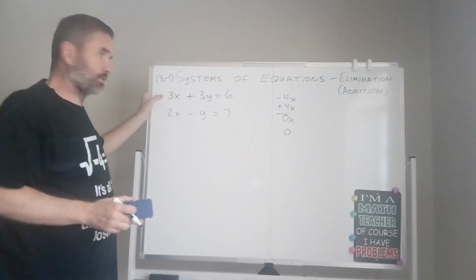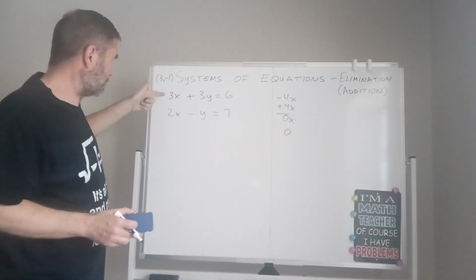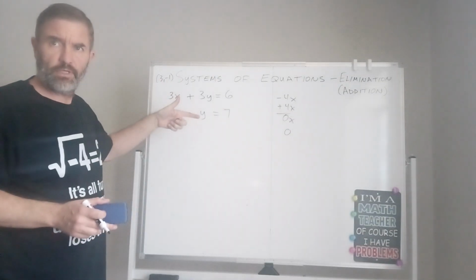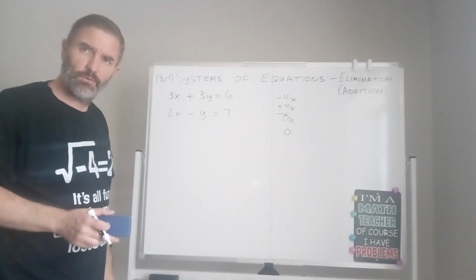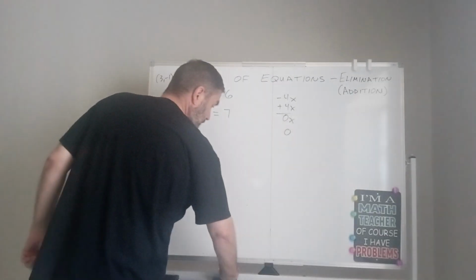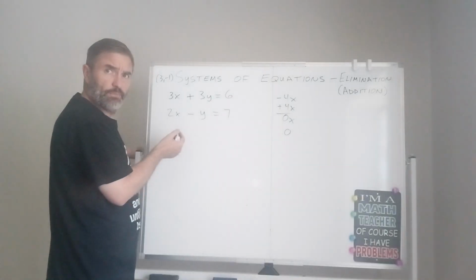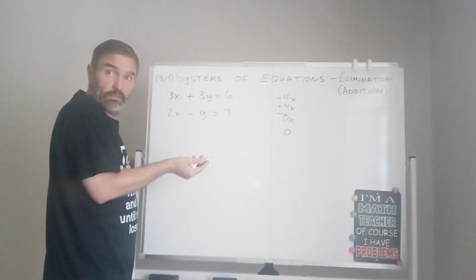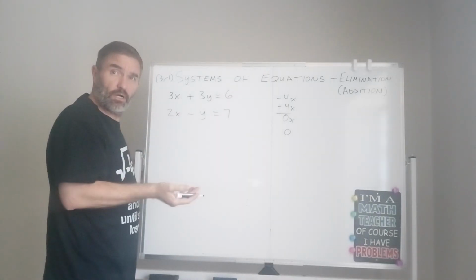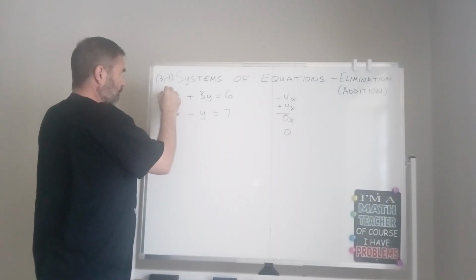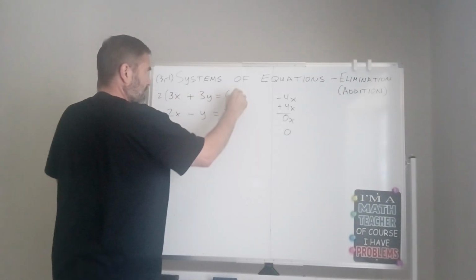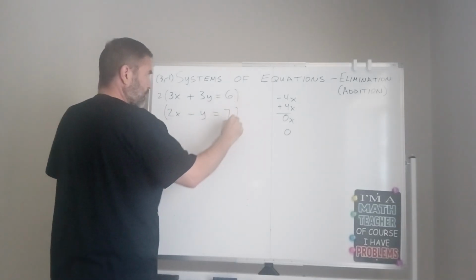And I know what you're looking at. So, well, Mr. Hanna, we can't do that. 3 and 2 aren't opposites. Neither are 3 and negative 1. But we can make them opposites. Well, how would we do that, Mr. Hanna? Well, let's take a look. If I want 3 and 2 to be opposites, I'm thinking 6. Yes? Because 3 and 2 have 6 in common. Think of it like a common denominator situation. So if I want this to be 6, I'm going to multiply this equation by 2. If I want this to be 2, I'm going to multiply by 3.